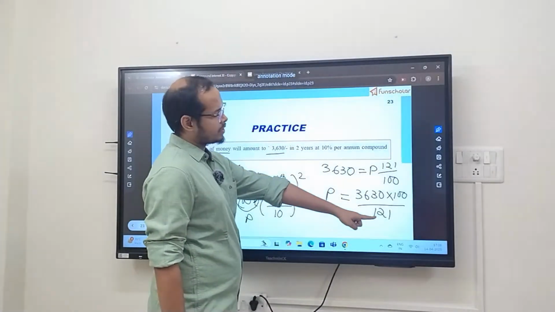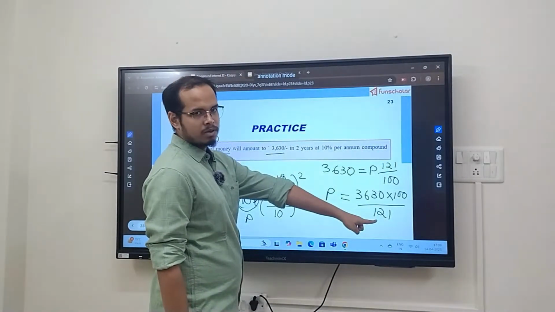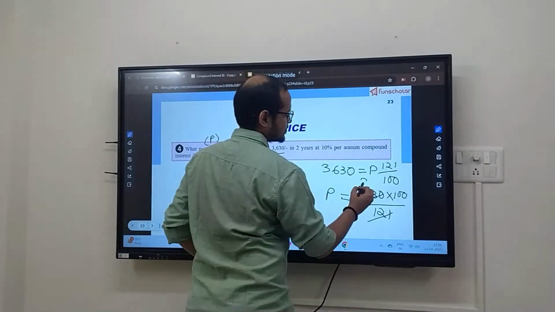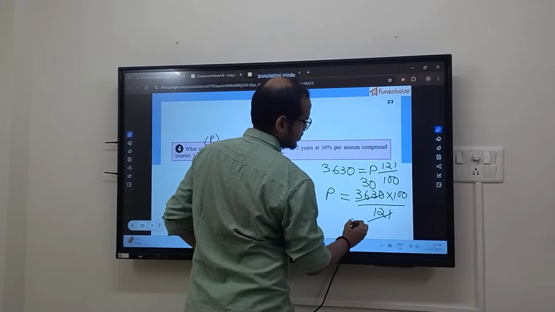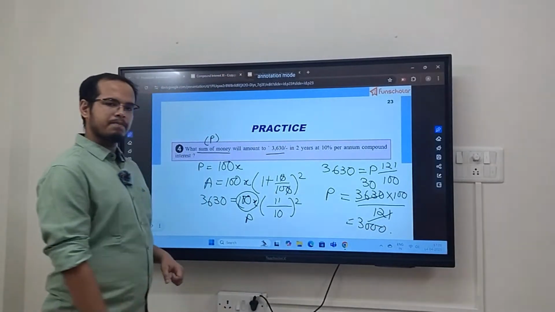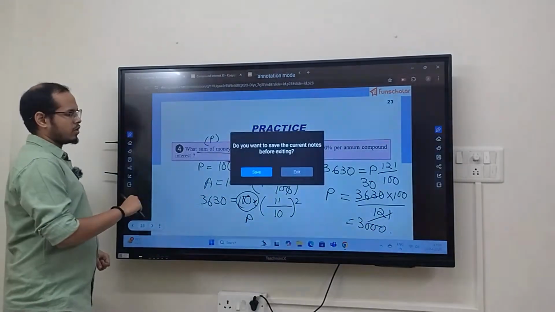121 into 3 we can easily find out, right? If you multiply 121 into 3, we get 363. So the principal amount comes out to be 3000 rupees. Okay, let's move forward to the next sum.